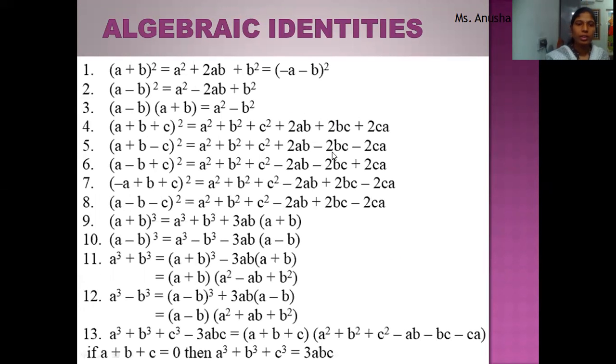Here I have given 13 algebraic identities, which you can go through in this slide, and whatever formula or identity you need to study, you can go through it. Using identities, we have to solve so many problems. It will be very useful if you go through and study these algebraic identities. So I have given one slide for it. You can go through it.